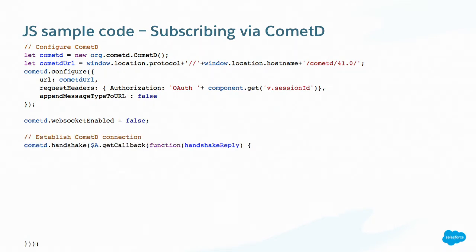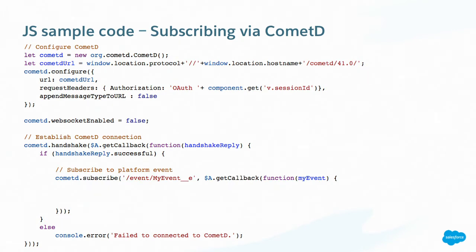Then we really want to establish the connection. So here, we're going to use the settings we set earlier in the configuration to create a connection with the Salesforce platform. So this will check the authentication, it will check our session ID, and it will check also the endpoint we have specified earlier on. Once we have a successful handshake, we have established a connection with the event bus, we can now subscribe to different platform events.